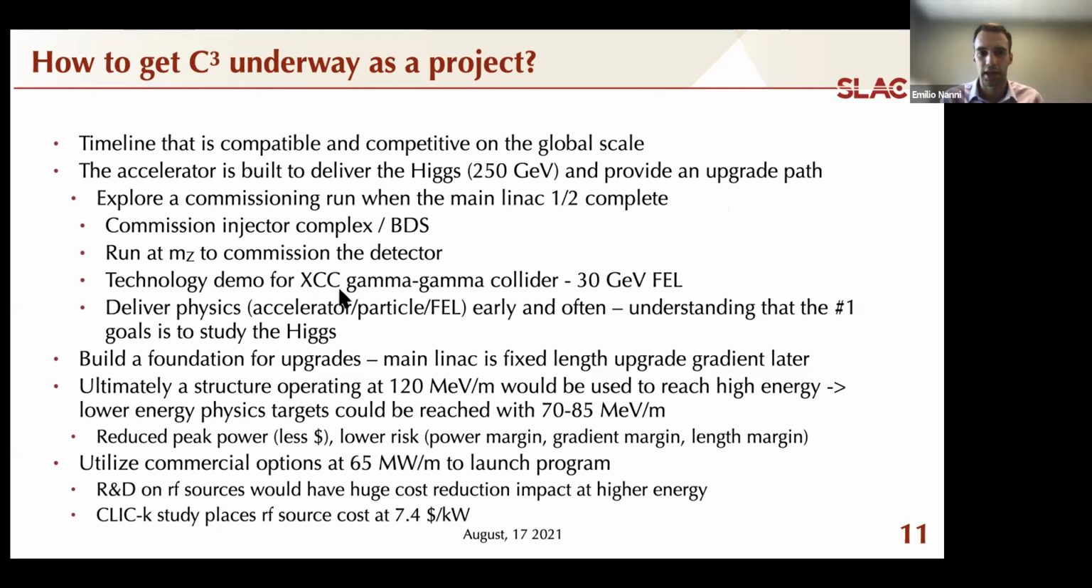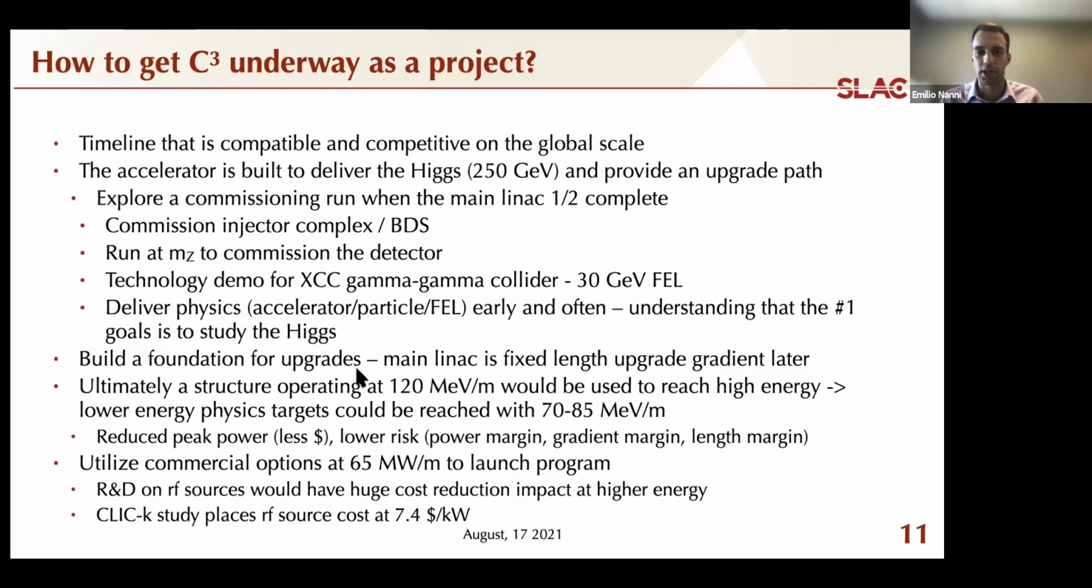You may have heard of the XCC concept, which some of us are also involved with, the real goal of which is delivering physics early and often from accelerators, particle physics, FELs, but of course, understanding that the #1 goal is to study the Higgs.